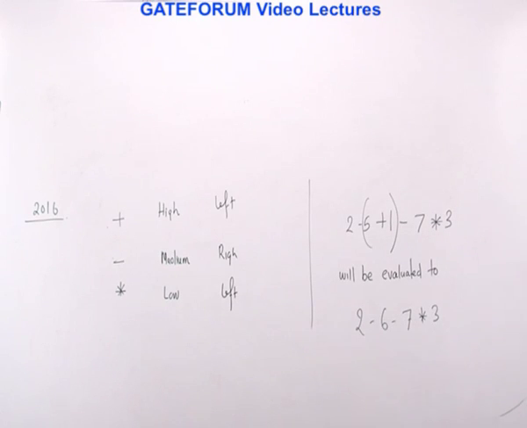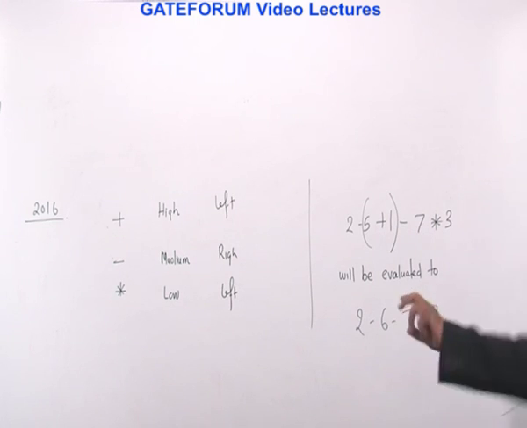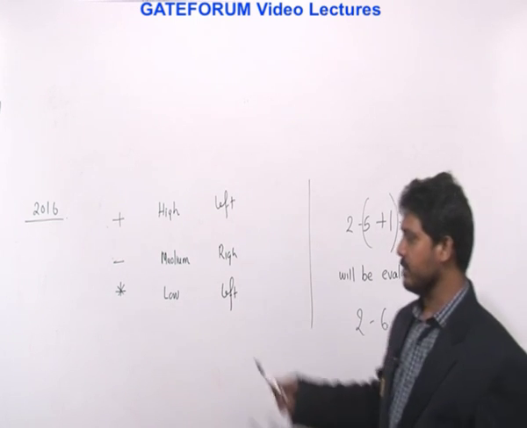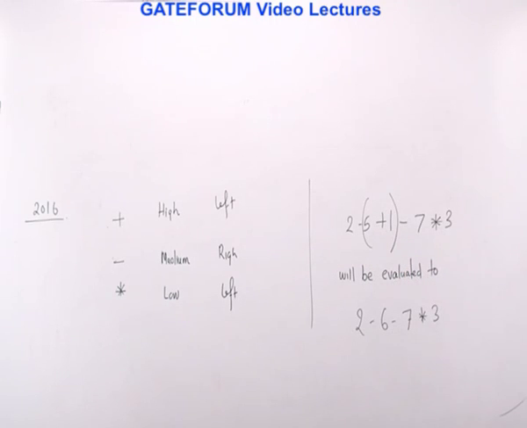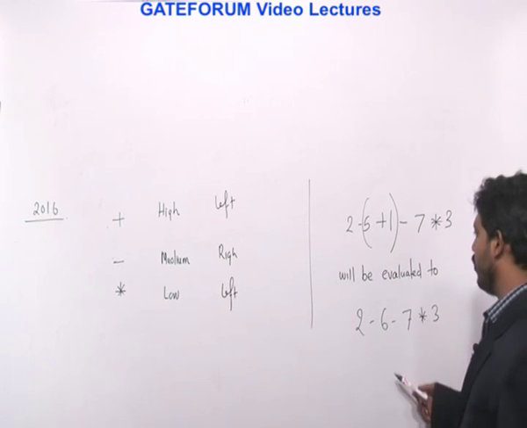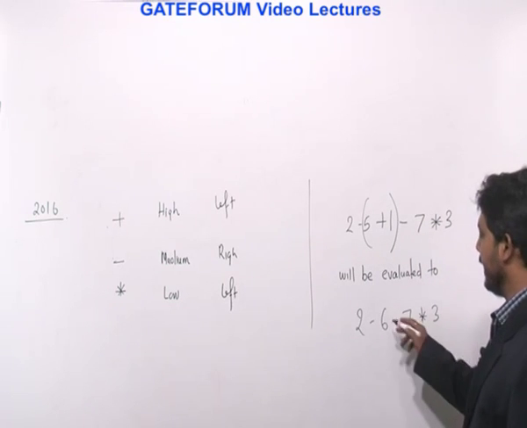So first is plus, highest precedence, left associative. We didn't use that left associative rule in this case. The next operators are minus and multiplication. Minus has higher precedence than multiplication, so in this case minus will be done first. Within minus you have associativity which is right.